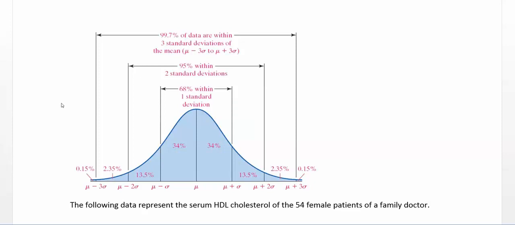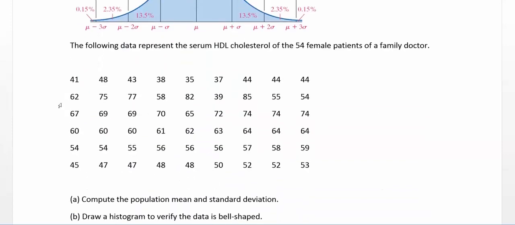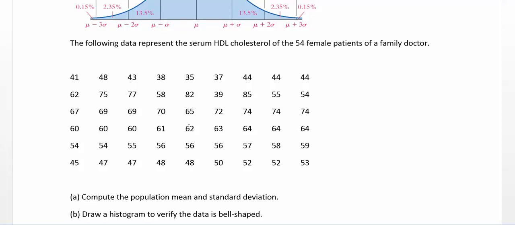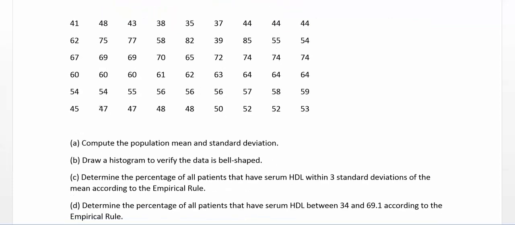Okay, so we're going to take what we now know and put it to the test. We've got a data set of cholesterol levels in 54 patients. We're going to use all of our tricks to calculate the mean, standard deviation, verify the bell curve, that sort of thing. And then we'll get down and talk about these other questions here.